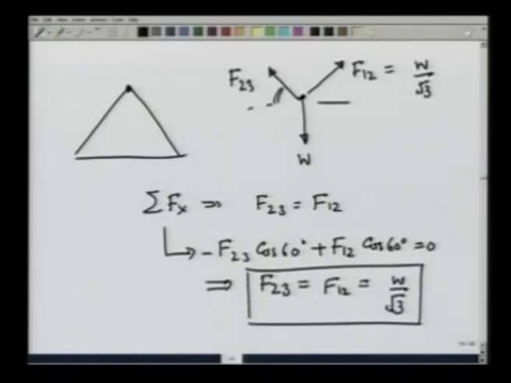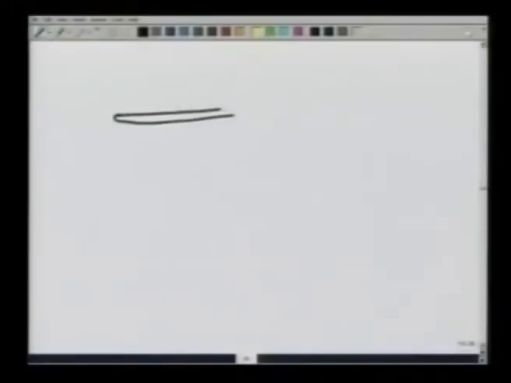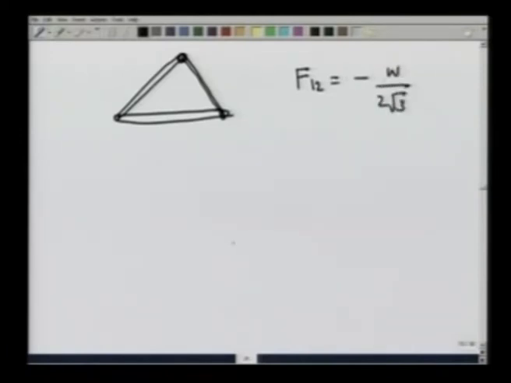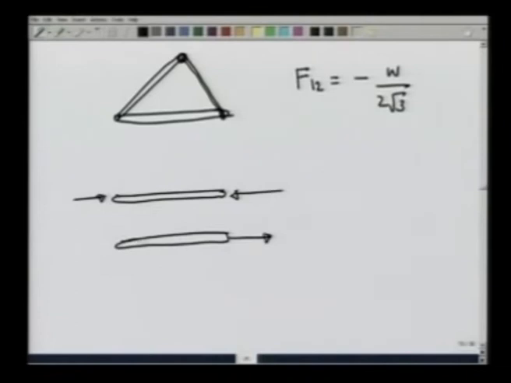So, we have determined all the forces in the system by looking at equilibrium of each point. One point I would like to make about F 1, 3 is that F 1, 3 came out to be negative. What that means is that the direction that we had assumed for F 1, 3, that is, we had assumed it to be like this, a compressive force, is actually not so. It is a tensile force, that is, the rod F 1, 3 is being pulled in this manner with force W over 2 root 3.